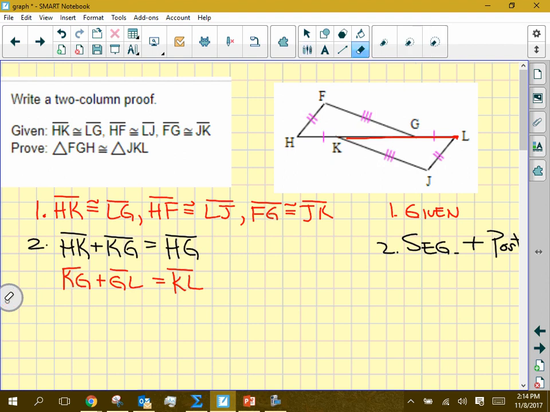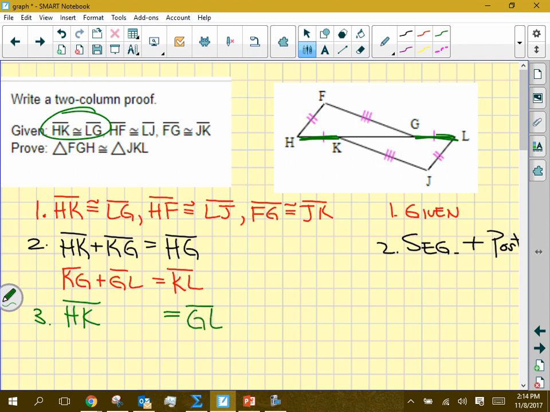All right, so both those statements in number 2 came from segment addition, right? I have to create another statement that is independent of that. Okay, so statement number 3 is not impacted by statement number 2. Okay, but let's go to HK. I'm going to write HK down. I'm going to write LG down. What do you know about those two things? They're the same. That was stated right there, right? So I'm going to write HK is equal to LG or GL.